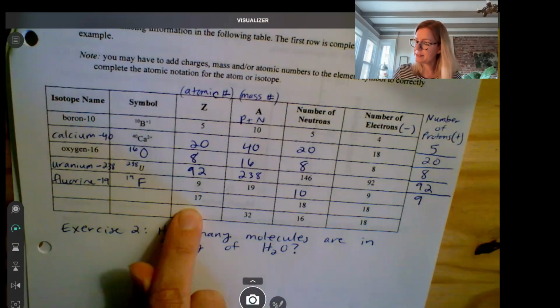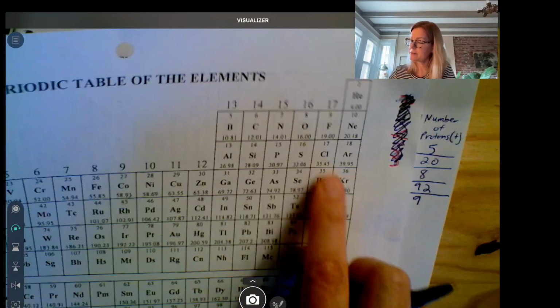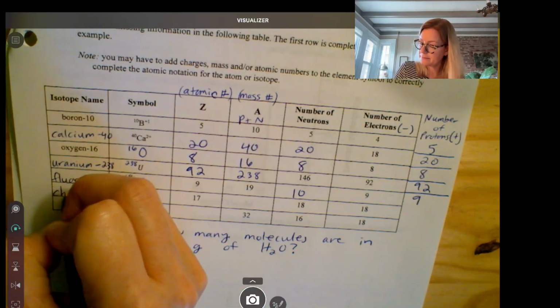This next one has atomic number of 17, so that's chlorine, Cl.